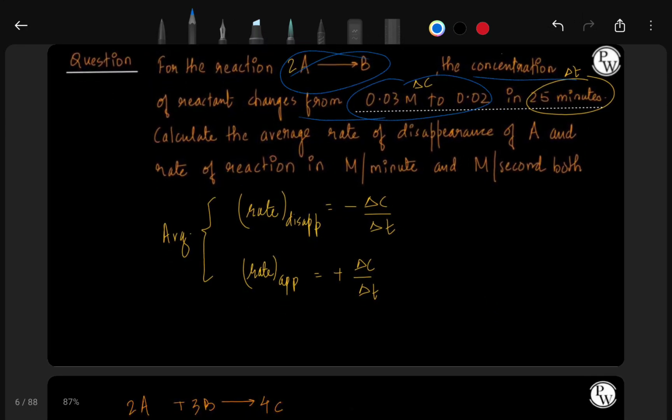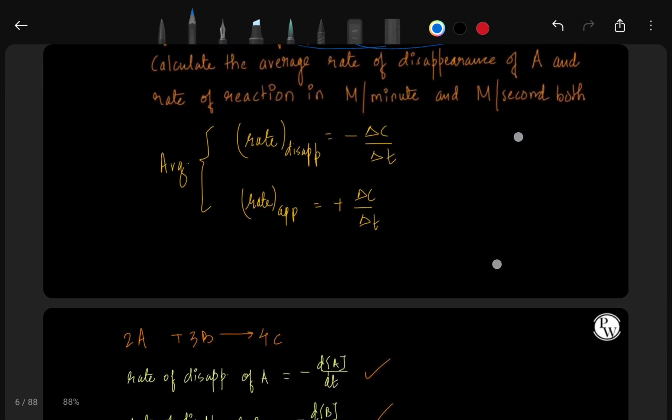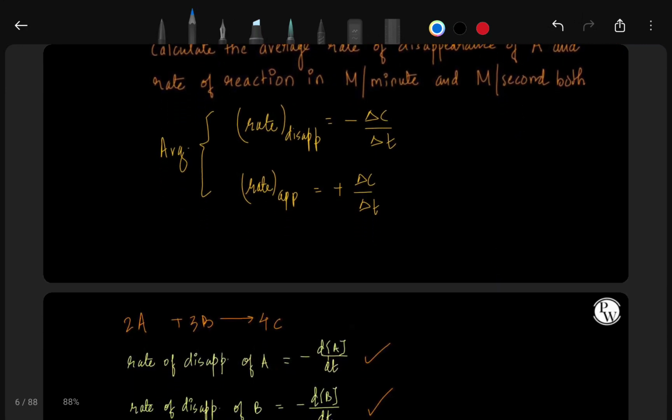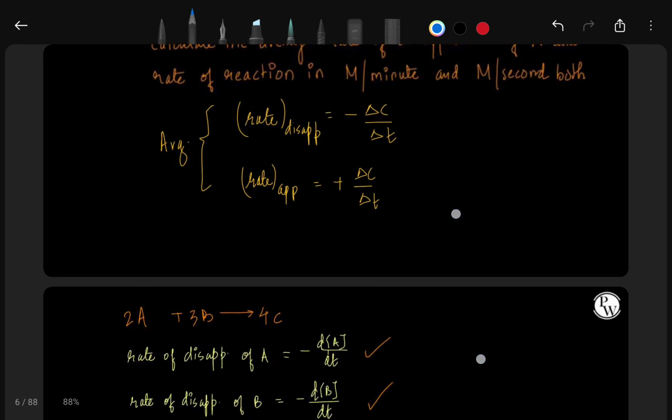Sorry, 25 minutes. Calculate the average rate of disappearance of A and the rate of reaction, in mole per liter per second both. Okay, this means average rate. When we calculate the average rate, we use delta, and when we calculate the instantaneous rate, we use dq and differentiations, but we use delta in the average rate.